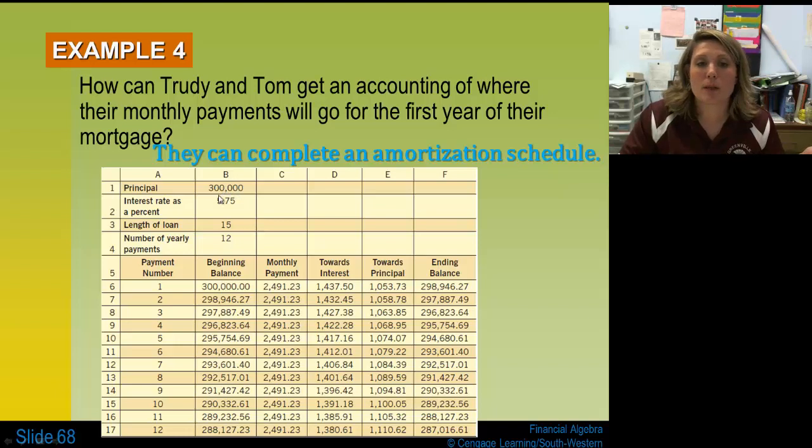So it tells you what the principal is, it tells you the rate you are paying, how long the loan is, and the number of payments that you'll make in a year. So it starts with the balance, tells you the monthly payment, and it breaks down for you what is going to interest, what is going to principal. Here's the new balance of the loan. And then that transfers over here, and then it goes through all the way down. So here's what they do for the first year.